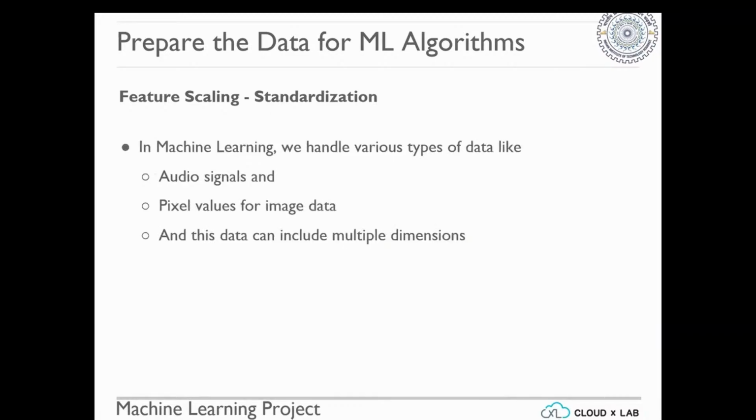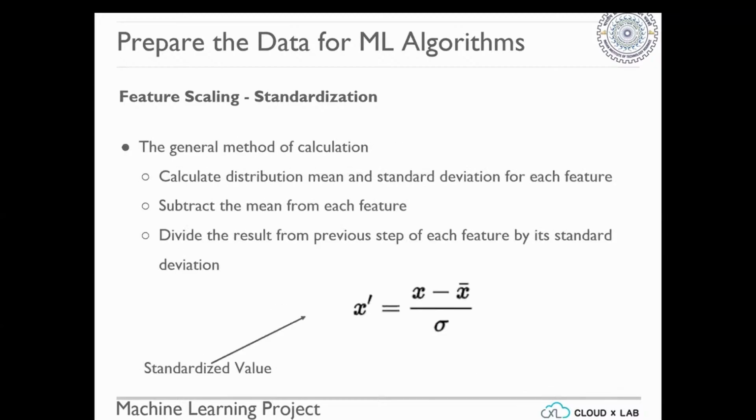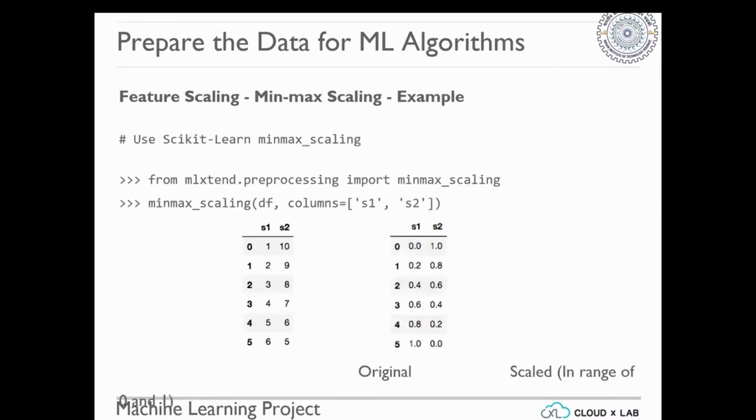We have different libraries for minimum and maximum scaling, because in the slide you showed it's using from MLXtend, and there is also one present in scikit-learn. Yes, you can use any library, but the formula is the same, right? Okay.